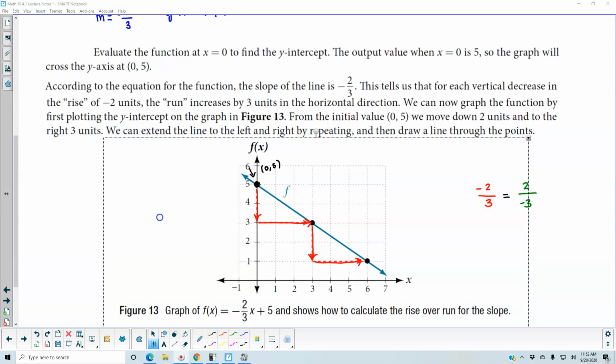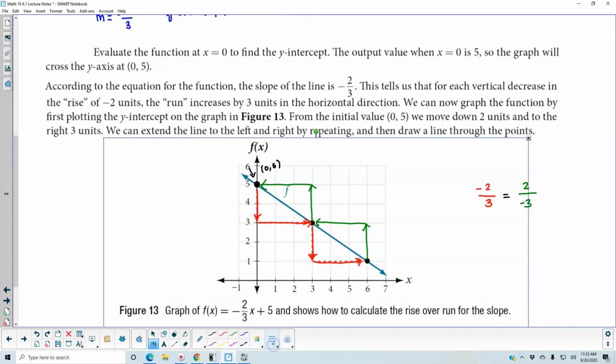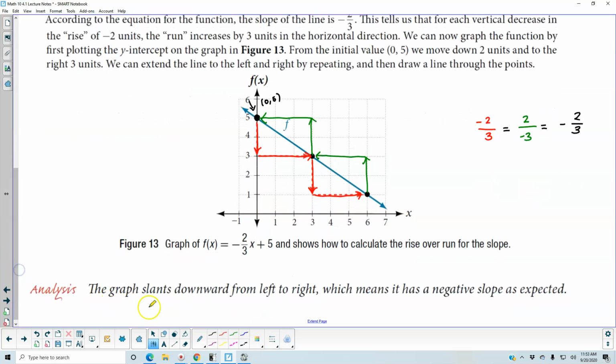So if we take a look at our ordered pairs, our points, we can see that we can then go up 2 and then to the left 3. Up positive 2 and then to the left 3. Because again, what that means is that we have a negative slope entirely. So the graph slants downward from left to right, which means it has a negative slope as expected.